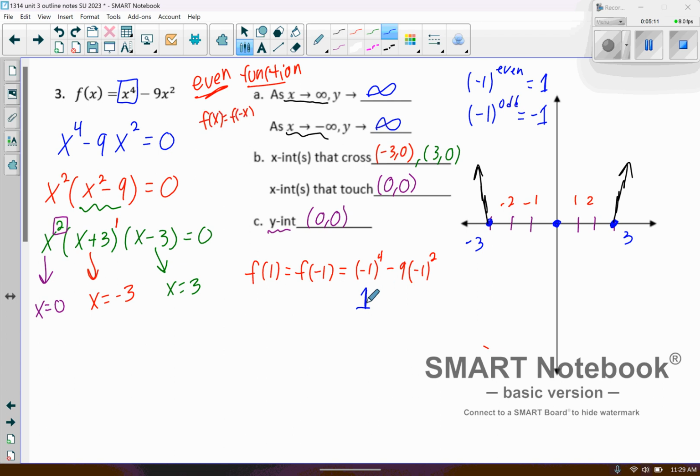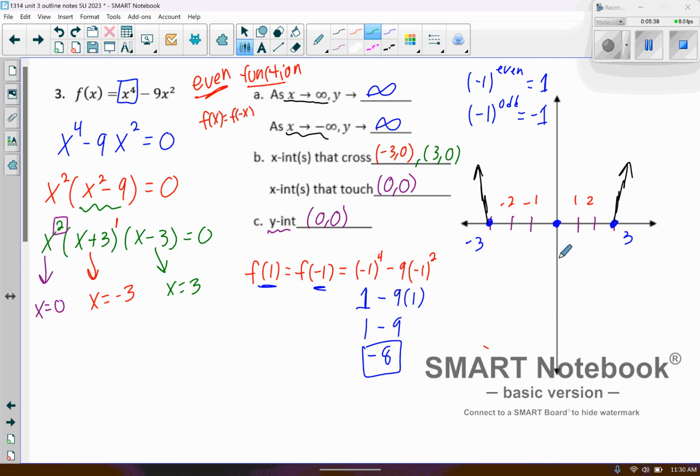So that turns into a 1. Then I get negative 9 times, and then negative 1 squared, that becomes positive 1. So I'm going to get 1 minus 9, which is negative 8. And so that will be true for both of those points. So basically, if you can recognize that it's an even function, you can take care of 2 points at one time. So at 1 and negative 1, I'm at negative 8.